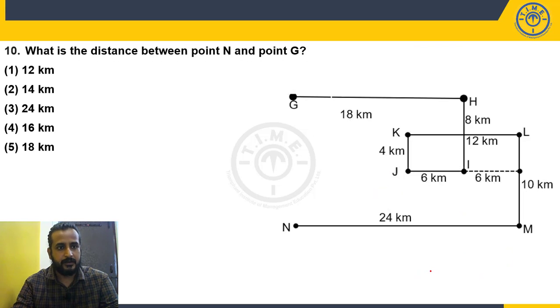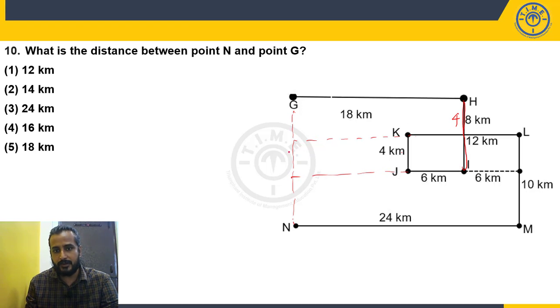Now answer the questions. What is the distance between point N and G? So N is here, J is here, both are on the same line. When both are on the same line, directly you can say the distance. Look here. If it is still here, how many kilometers? H to I is total 8, but it is 4, so this is 4. So till this point, it is 4, 4, 8, and it is 10. So totally 18 kilometers, choice 5.